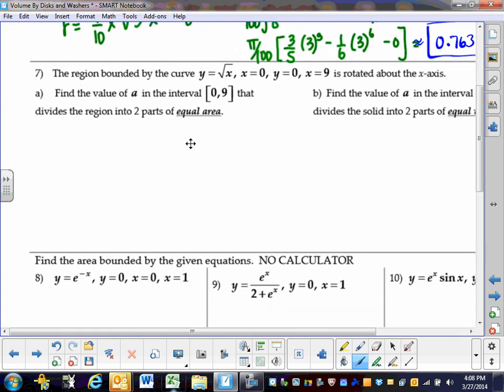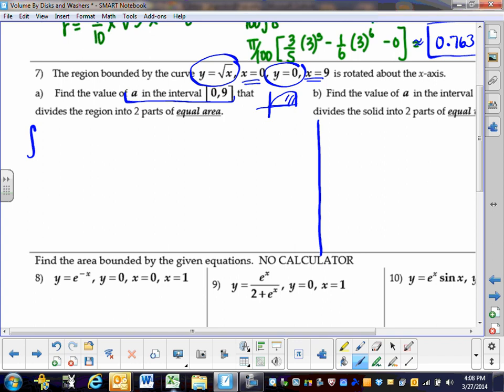Now, I wanted to revisit a topic that we have done before, but I wanted to talk about the region bounded by curves cut into equal areas. The easiest way to do this is to find the entire area. So from x equals 0 to x equals 9, A has to be in that interval, the region bounded by these two curves, which is really just the square root of x and the x-axis. So if I want to cut that area in half, I'm going to find the total area first.